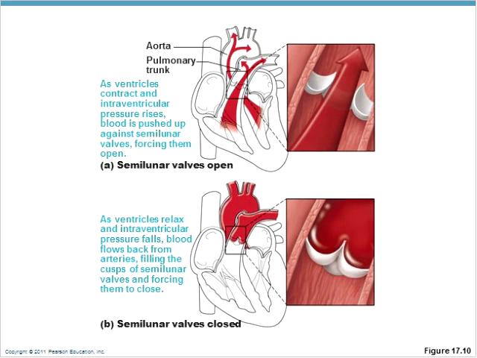As the ventricles contract, the intraventricular pressure rises, the blood is pushed up against the semilunar valves, forcing them to open. So the aortic valve and the pulmonary valve open. As the ventricles relax and the intraventricular pressure falls, blood tries to flow backwards and forces the semilunar valves, that being the aortic and the pulmonary valves, to close, and that snaps them shut, creating the dub. So the lub-dub: the lub is the closing of the AV valves, and the dub is the closing of the semilunar valves.